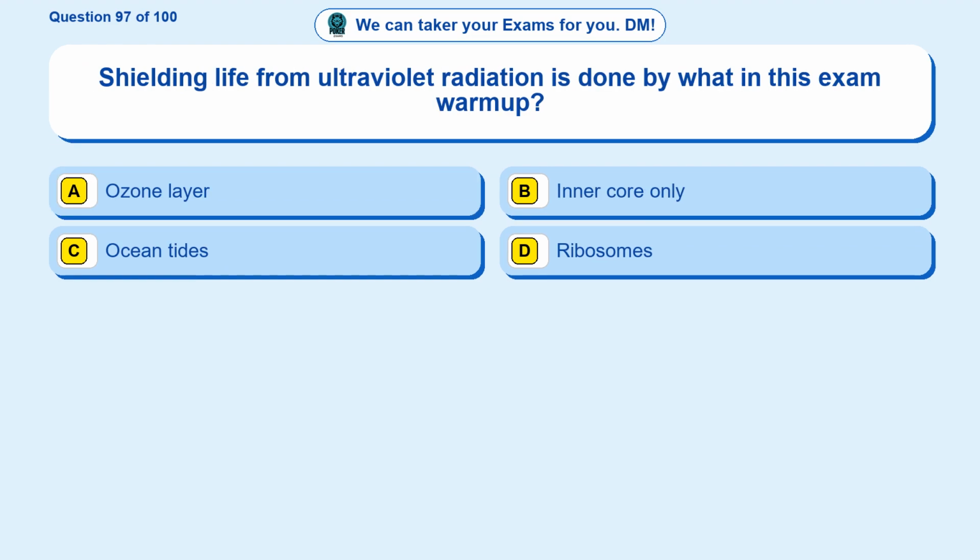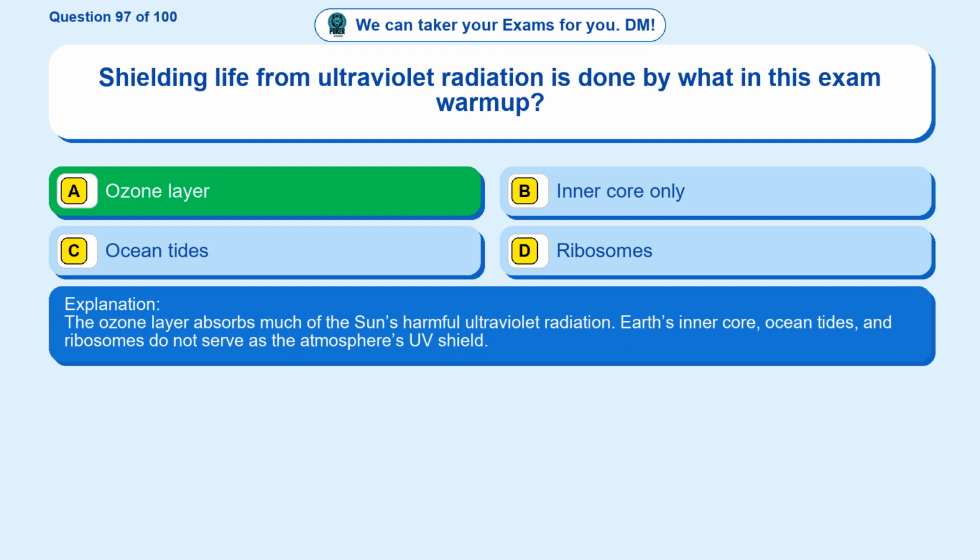Question 97. Shielding life from ultraviolet radiation is done by what in this exam warm-up? Option A, ozone layer. Option B, inner core only. Option C, ocean tides. Option D, ribosomes. The correct answer is option A. Ozone layer. The ozone layer absorbs much of the sun's harmful ultraviolet radiation. Earth's inner core, ocean tides, and ribosomes do not serve as the atmosphere's UV shield.